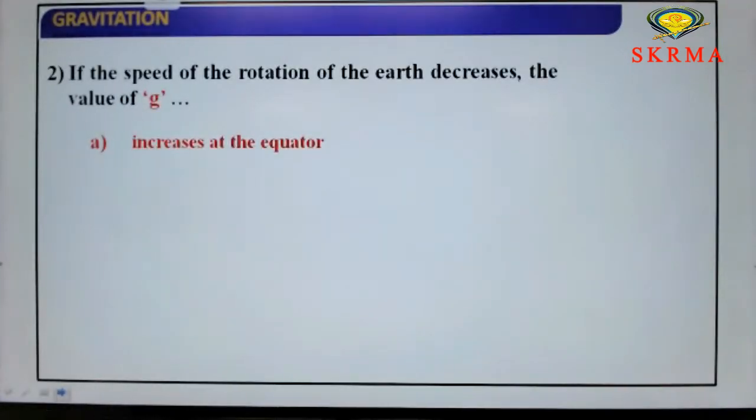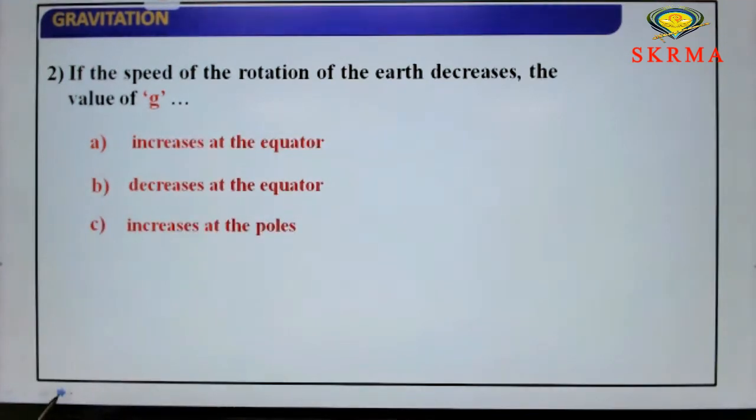The next one is: the speed of rotation of Earth decreases, then the value of G. This is also a conceptual question.